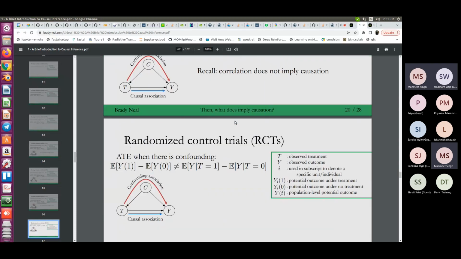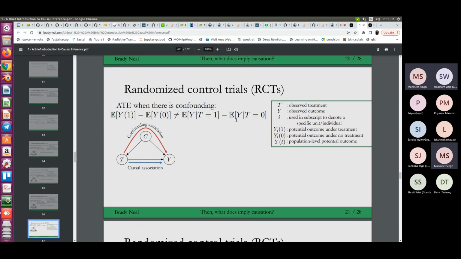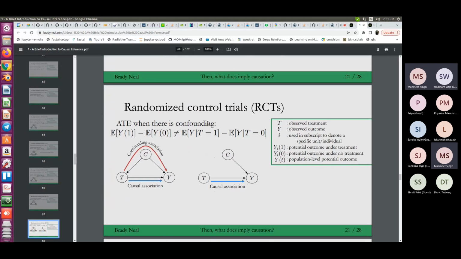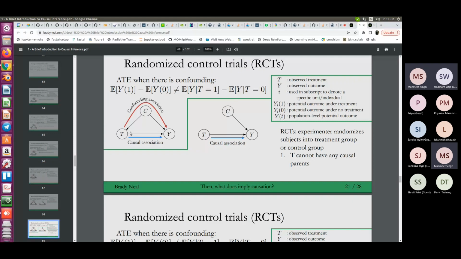Okay, so this was the average treatment effect, and then we discussed the randomized control trials. So how to ensure that the potential outcome is independent of the treatment. For that, what we do is known as the randomized control trial. You basically randomly sample from the entire population and divide it into two groups. To one group, you will give the treatment and don't give the treatment to the other group. So that is randomized control trial.